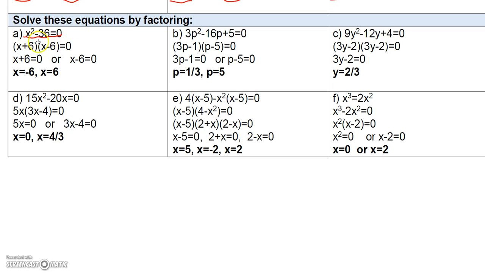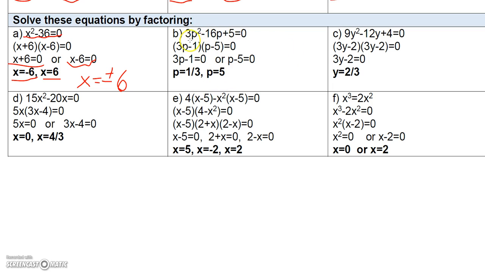So I have x plus 6 times x minus 6 equal to 0. So that means either x plus 6 must be 0 or x minus 6 equals 0. And so if I solve this one, if I subtract 6 from both sides, I get x equal negative 6. And on this one, I can just add 6 to both sides, and I get x equal positive 6. Now actually, you could write that as x equal plus or minus 6 if you wanted to. Okay.